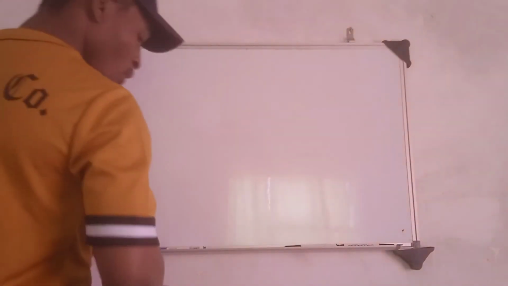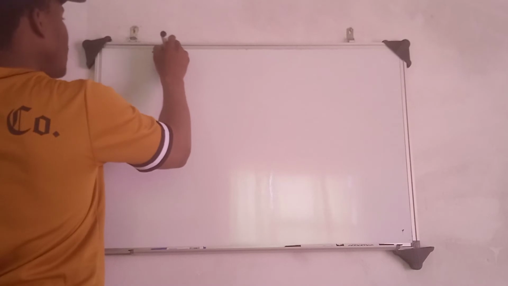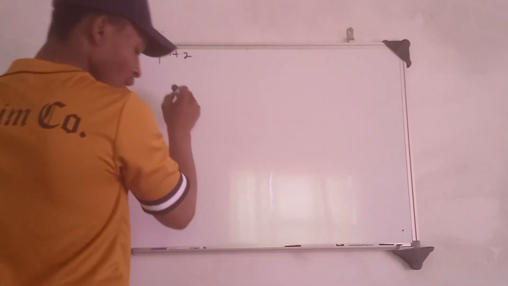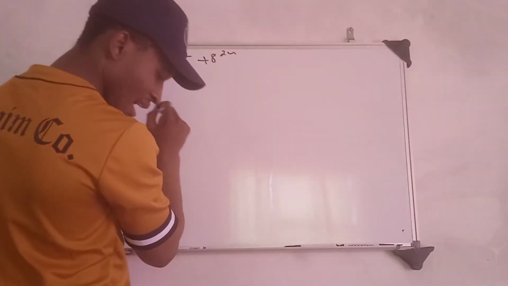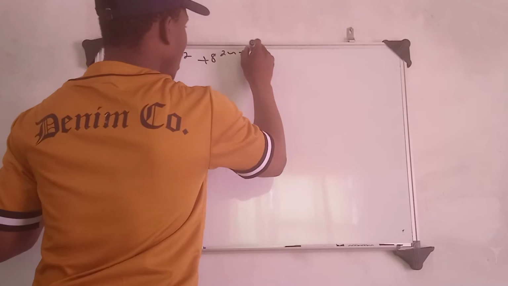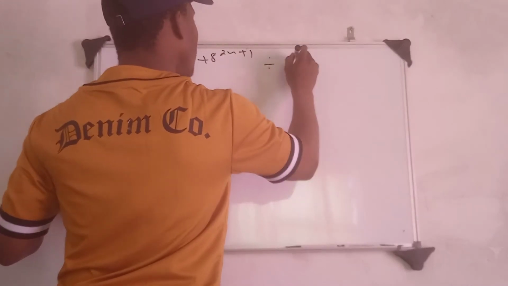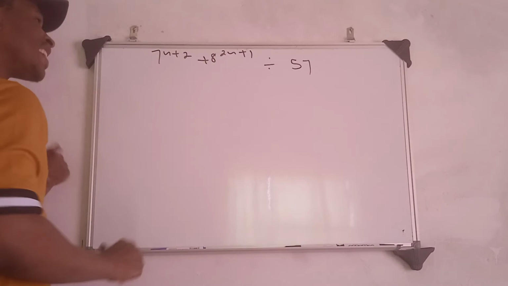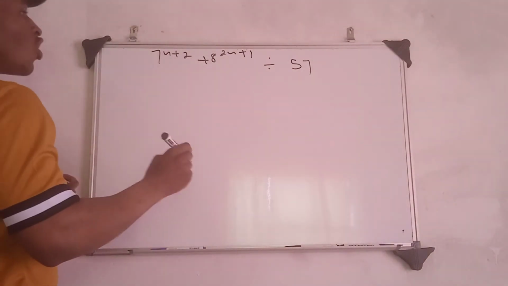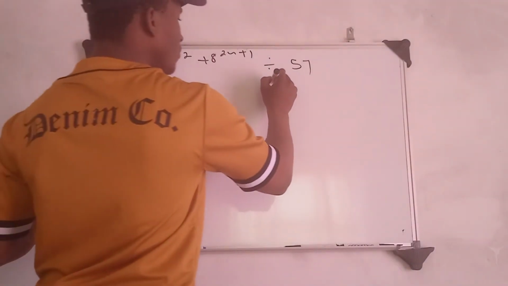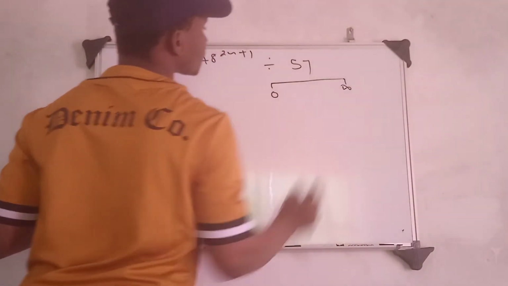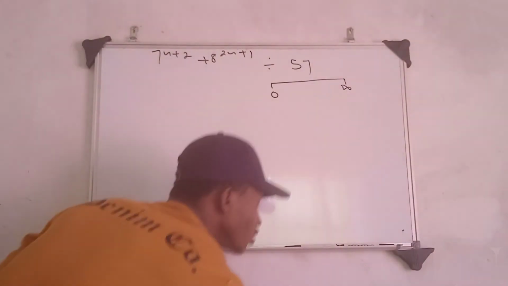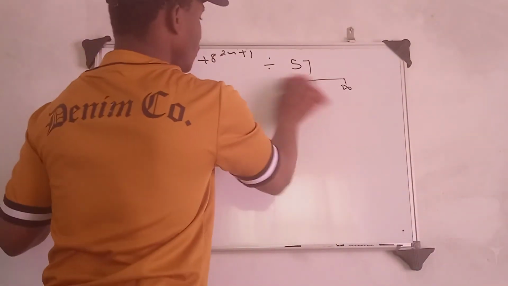So suppose that this is case 2. Suppose that you are given something like 7^(n+2) + 8^(2n+1). And they're telling you this thing is divisible by 57 for all non-negative integers. But we know the non-negative integers, they're actually from 0 to positive infinity. This is what we know according to a number line.